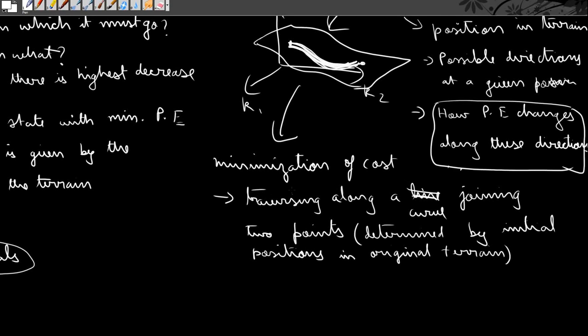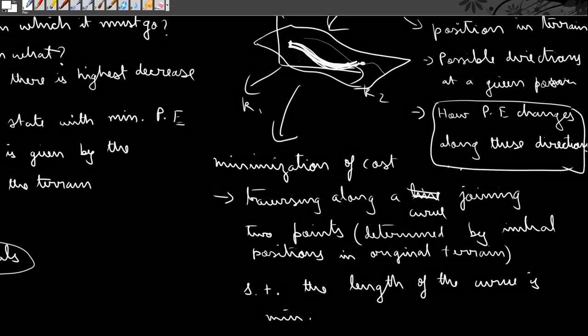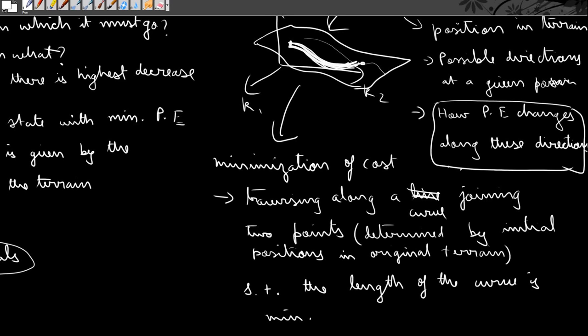So minimization of the cost corresponds to traversing along a curve joining two points which are in turn determined by the initial positions in the original terrain, such that the length of the curve is minimum. So that is what it boils down to. It basically takes a path in this surface which has the minimum length and joins the 2 points. Okay.